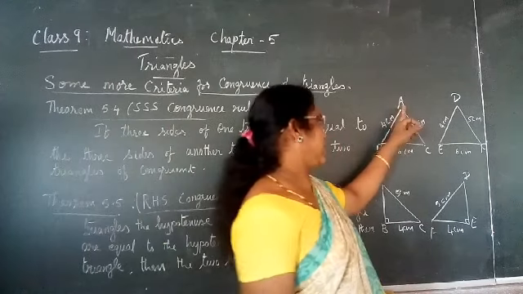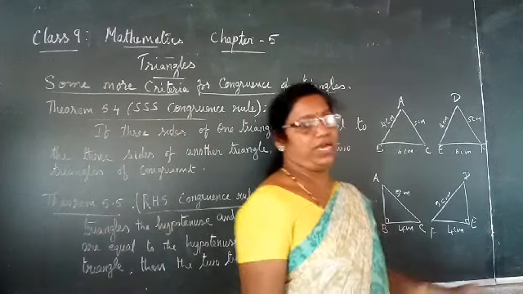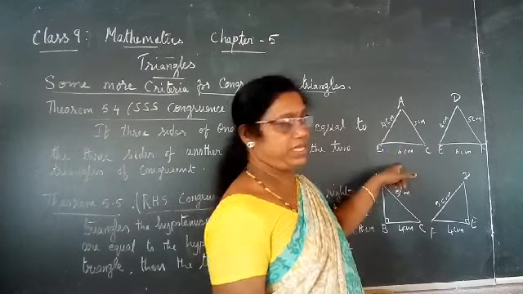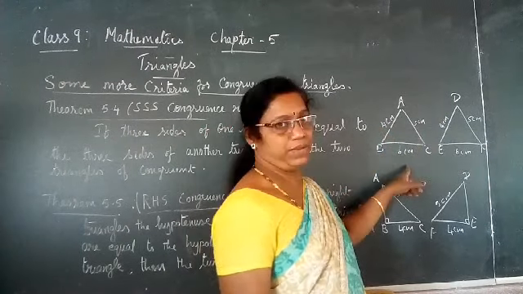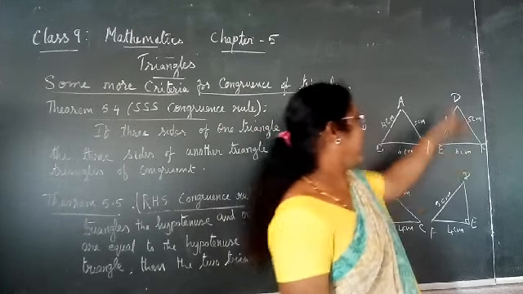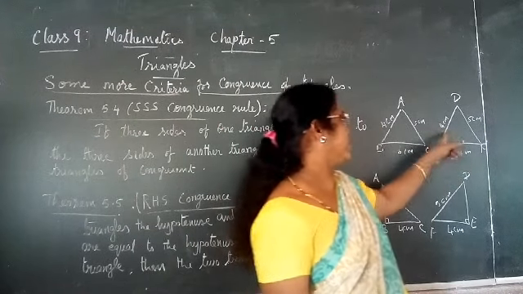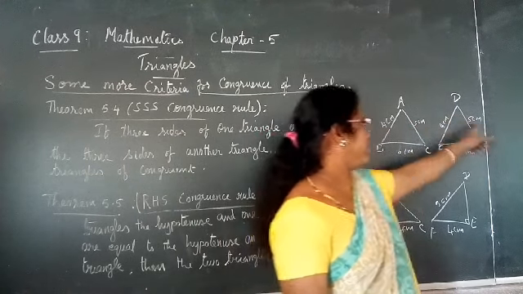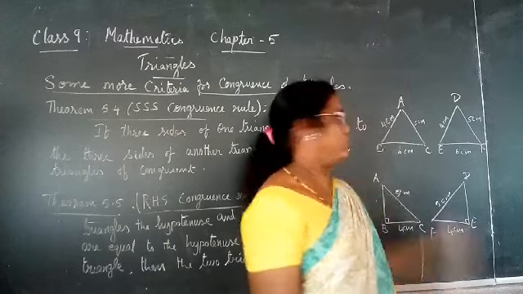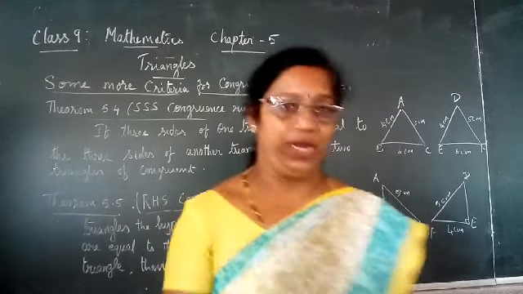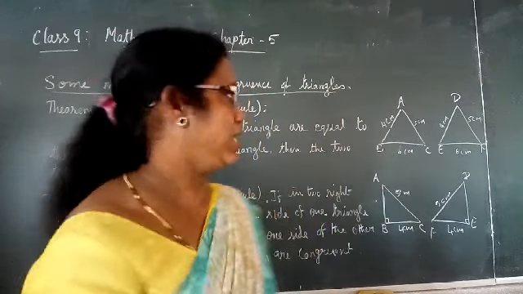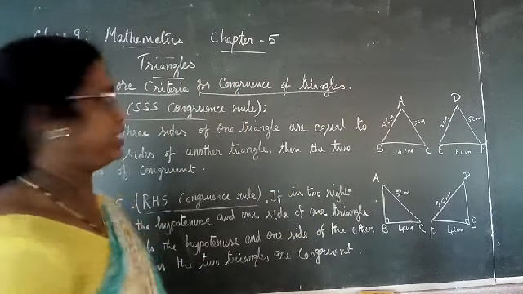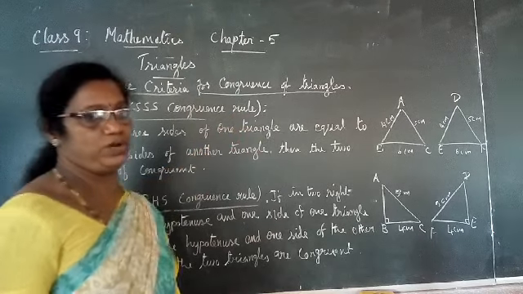Now let us consider the triangles ABC and DEF. Here we have the three sides of triangle ABC as 4, 5 and 6 centimeter. And in triangle DEF, if you see the corresponding sides, they are equal: 4 and 4 centimeter, 5 and 5 centimeter, 6 and 6 centimeter. So both the triangles have all three sides equal to each other. Hence, the two triangles are congruent according to the SSS congruence rule.